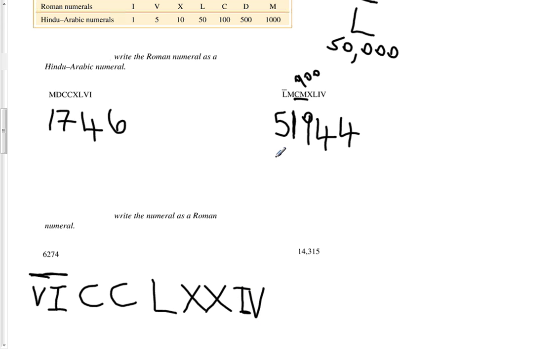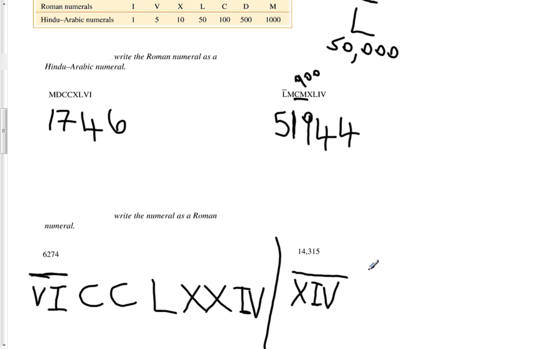All right, so the next one we want to look at is 14,315. So 14,000. I want to write the number 14. So what I'm going to do is write an X, which represents the number 10, and then write IV, which represents 4, and when you add those, you get 14, and put a bar over those to represent 14,000.